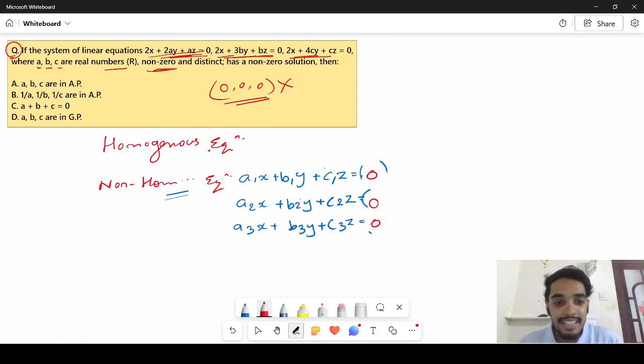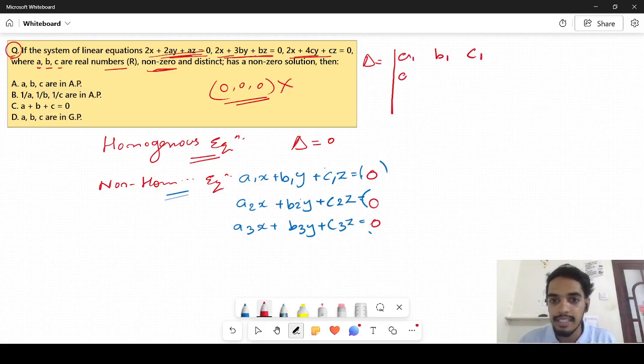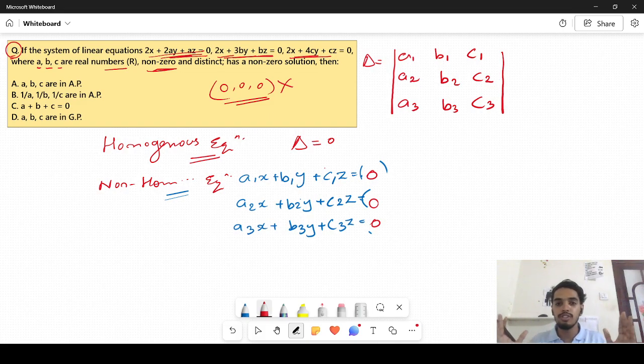Since it is a homogeneous system, we know that to find a non-trivial solution, delta equal to zero. We have learned that in our chapters, right? So what do we mean by delta? Delta means the determinant of the coefficients of each term. So here the first row will be a1, b1, c1, the second row will be a2, b2, c2, and the third row will be a3, b3, and c3. So we have delta equal to zero. We have to find the determinant to solve.